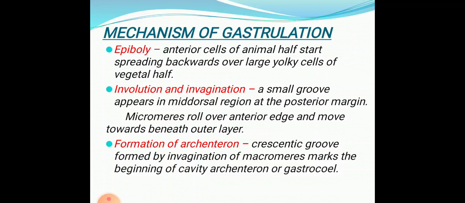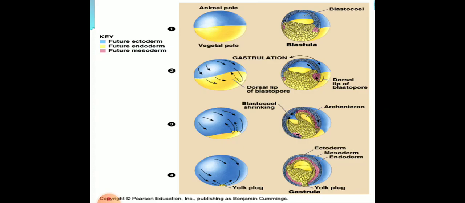The opening of the archenteron to the outside is called the blastopore. In the last diagram you are seeing the dorsal lip of the blastopore. That is the opening of the archenteron, or the cavity gastrocele, to the outside. This opening is called the blastopore.